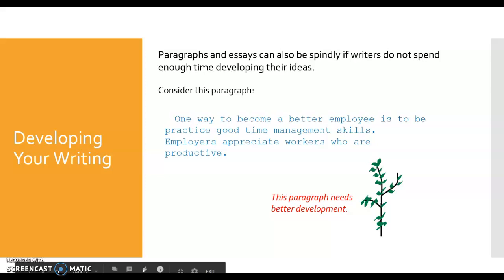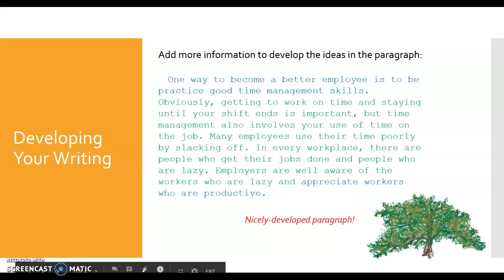Look at this paragraph. It's 2 sentences. You're in college. 2 sentences is not going to cut it. It needs better development. Okay. This is a more nicely developed paragraph. It's still a little short. You might want to put some minor details in here, but it's far better developed than the 2-sentence paragraph.